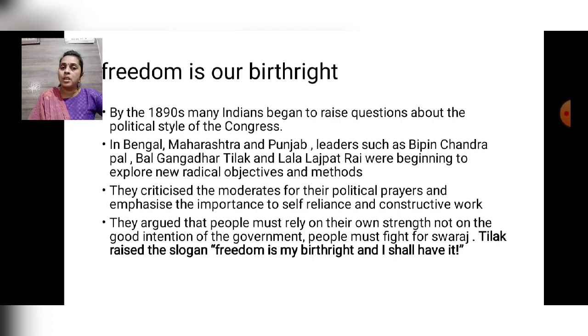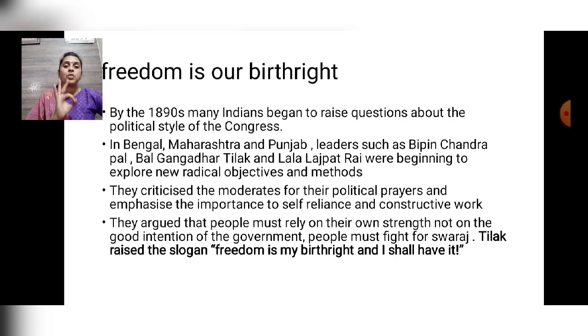Now one slogan you are seeing in this slide: freedom is our birthright. This famous slogan was said by our great leader and freedom fighter Bal Gangadhar Tilak. By the 1890s, many Indians began to raise questions about the political style of the Congress. In Bengal, Maharashtra and Punjab, leaders such as Bipin Chandra Pal, Bal Gangadhar Tilak and Lala Lajpat Rai were beginning to explore new radical objectives and methods.